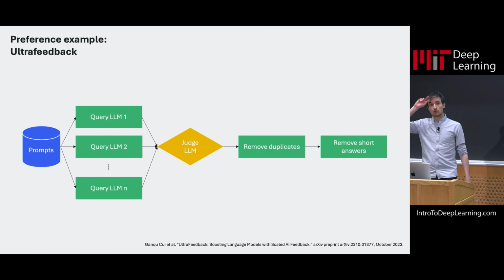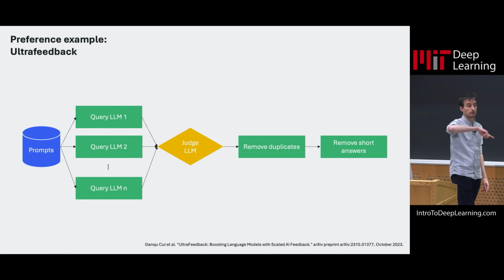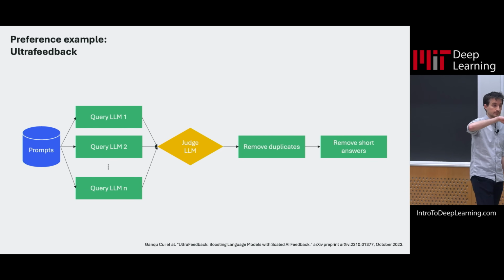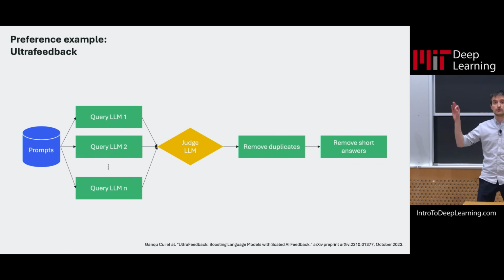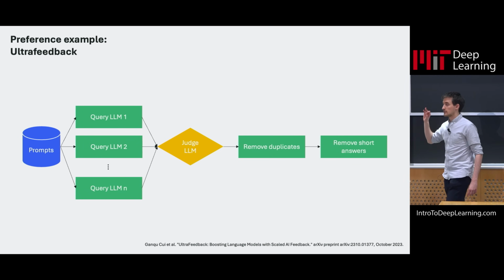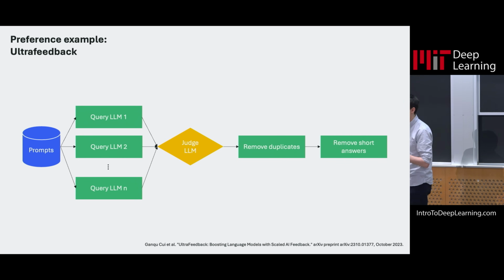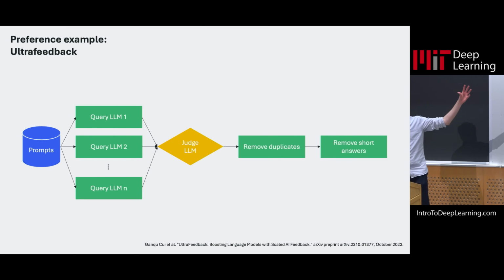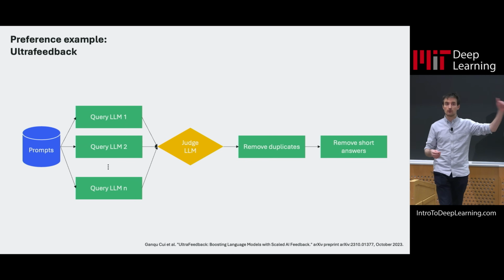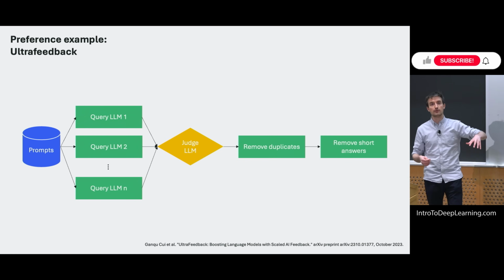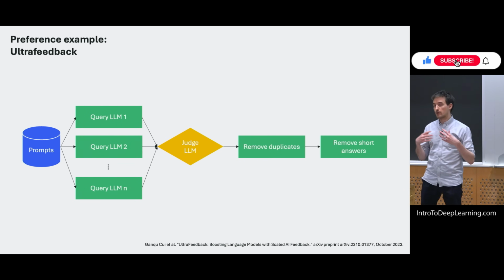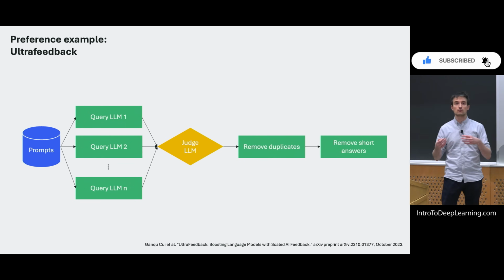Another example is UltraFeedback. So the first one was for instruction datasets. This one is for preference datasets. And with preference datasets, we want to generate not one answer, but two answers. So to do that, we have prompts once again. But instead of querying a single LLM, we query a lot of different LLMs. And we are going to use a judge LLM to rate them.